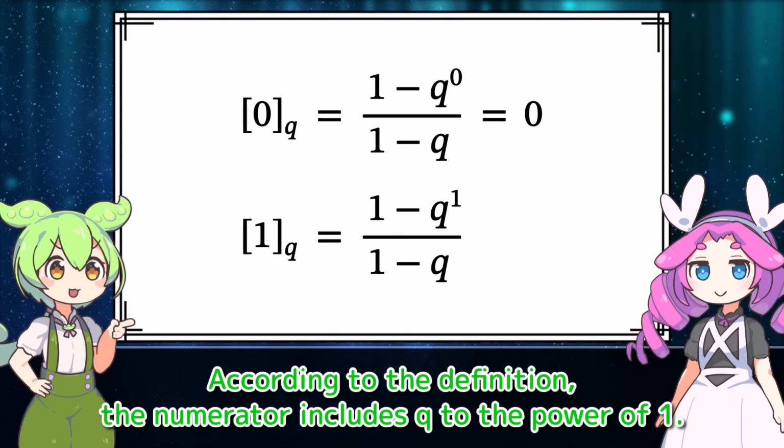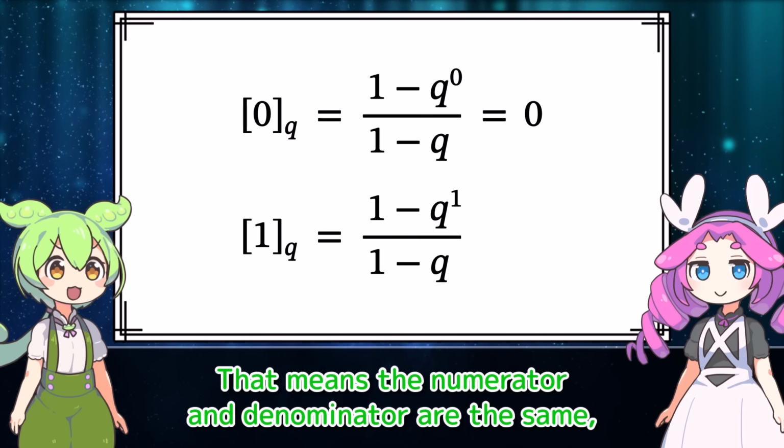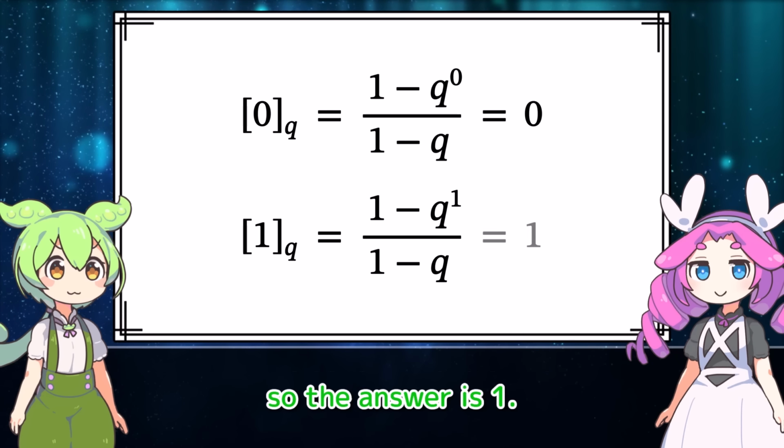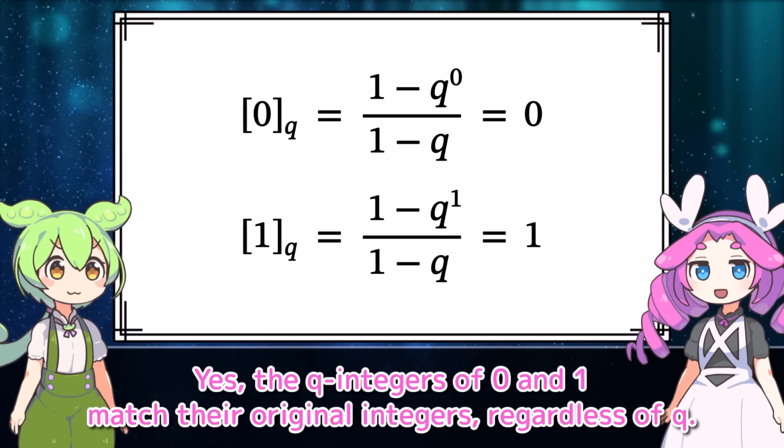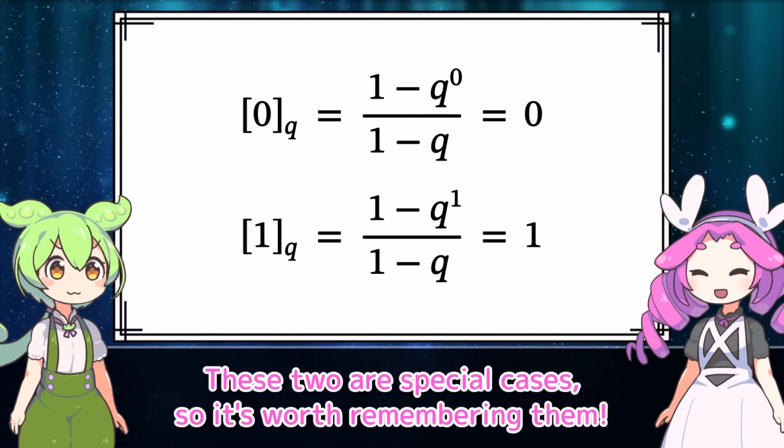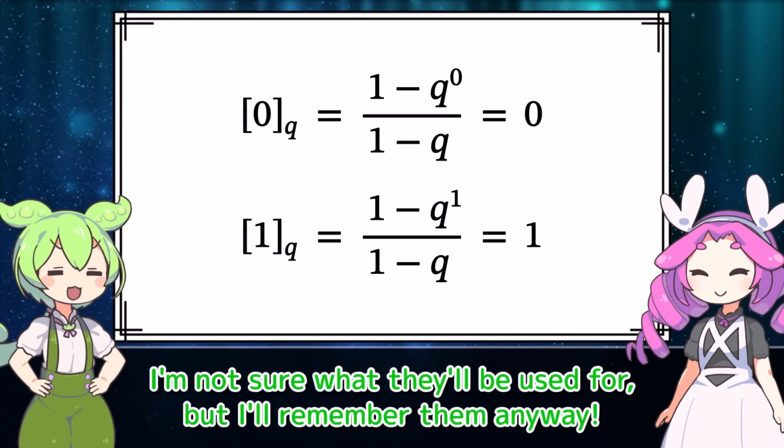According to the definition, the numerator includes q to the power of 1. That means the numerator and denominator are the same. So the answer is 1. Well done. Yes, the q integers of 0 and 1 match their original integers regardless of q. These two are special cases, so it's worth remembering them. I'm not sure what they'll be used for, but I'll remember them anyway.